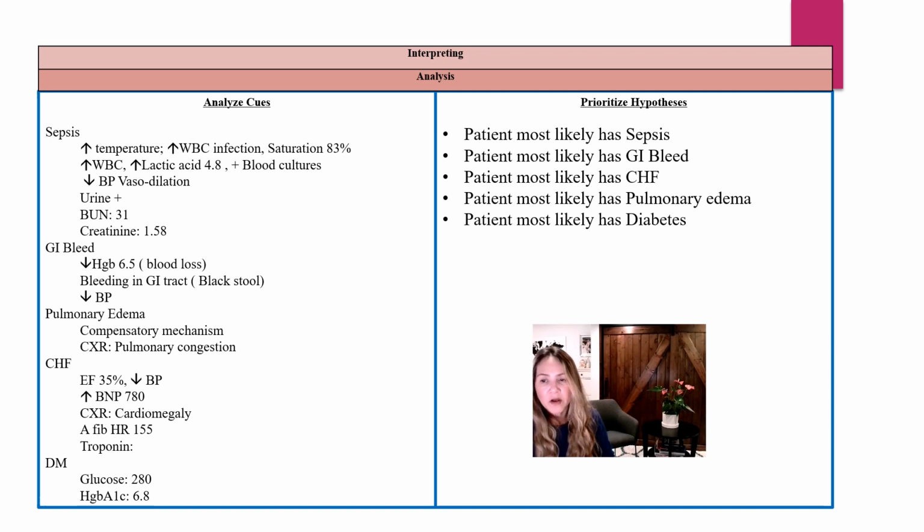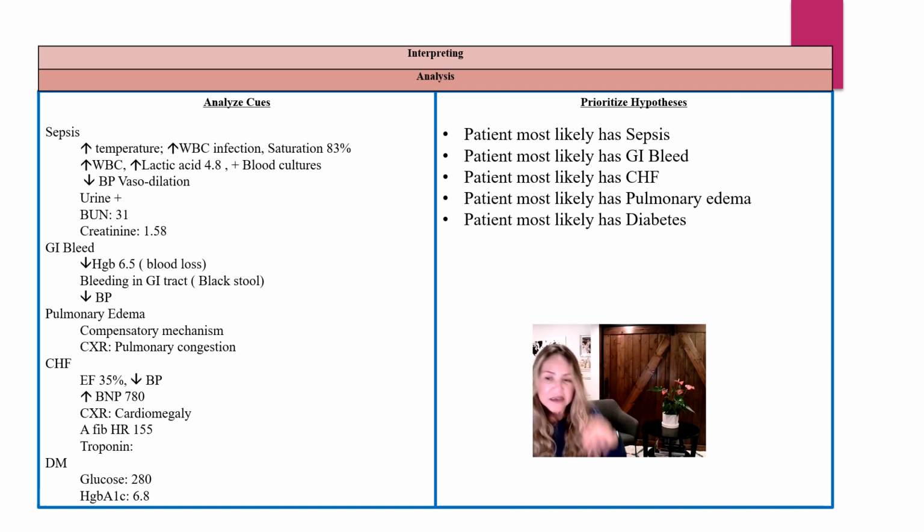Now, how do we prioritize the hypothesis? We're just trying to figure out, in order for me to save this patient, in order for me to have a really good outcome, for the patient to have an amazing outcome and really improve and get better, what do we have to do first? We have to make that decision, and sometimes it is very difficult to make, because we know it's not always as simple as it looks.